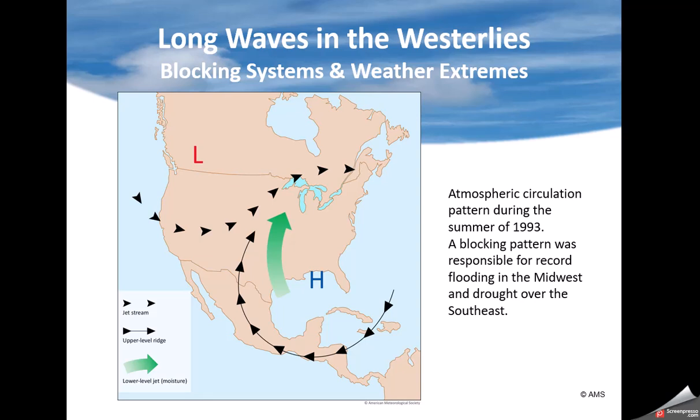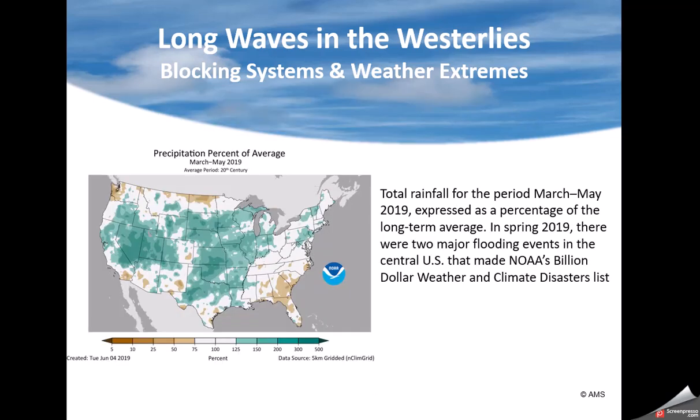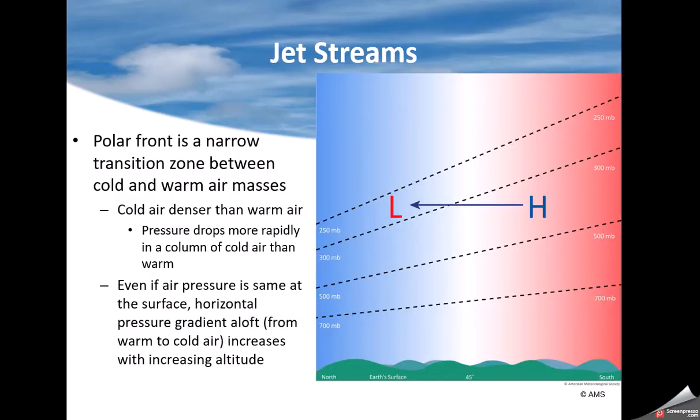Sometimes it locks in different locations. Right now, we're locked in pretty much over our area in the eastern part of the country with high pressure. It's just sitting here. That's why we're getting a lot of drought conditions. You notice a difference in rainfall, too, with that.